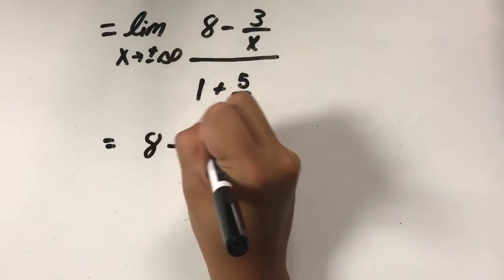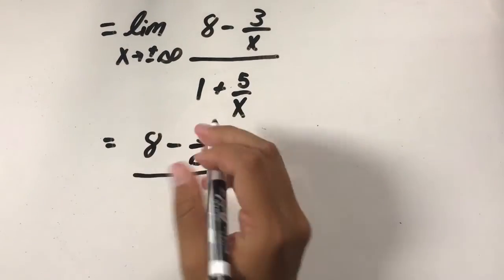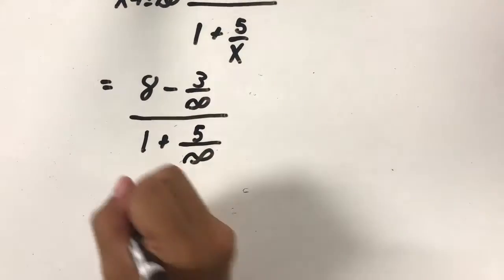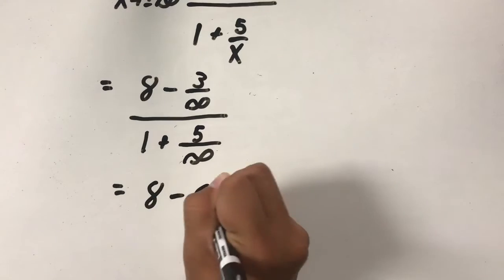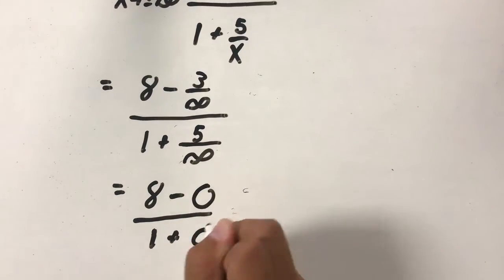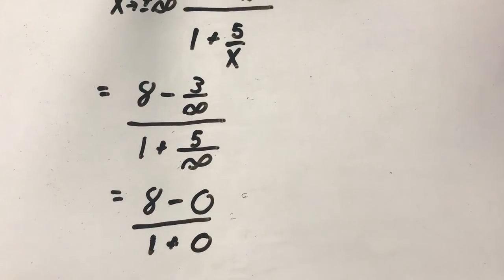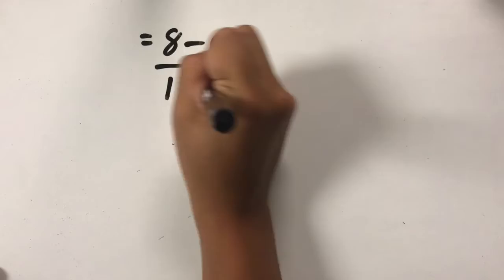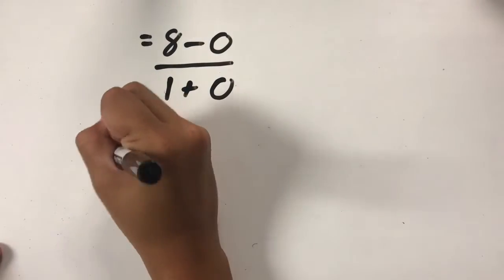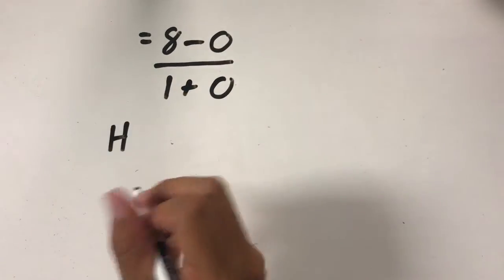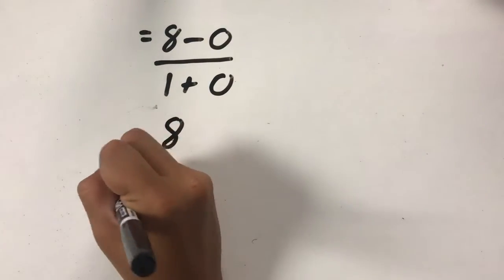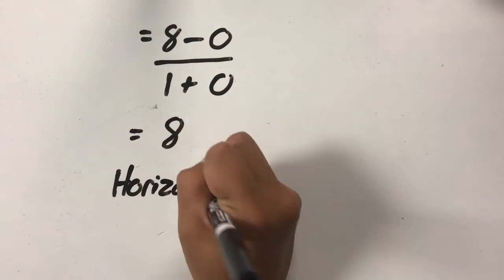This is where you plug in the x value, which is infinity. A number over infinity always equals 0. So that's why 3 over x and 5 over x equals 0 in the end when we plugged in infinity. After some simple algebra, we can see that the answer still equals 8. So our answer would be the horizontal asymptote would be y equals 8.